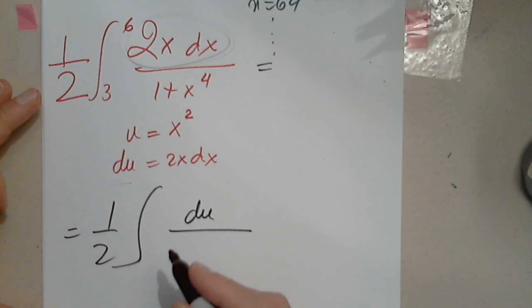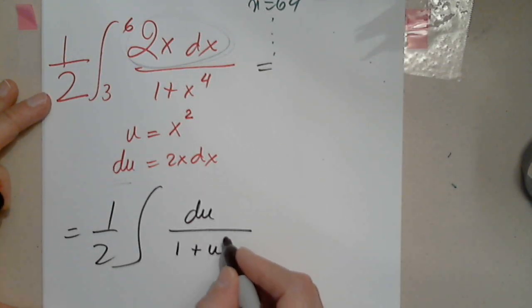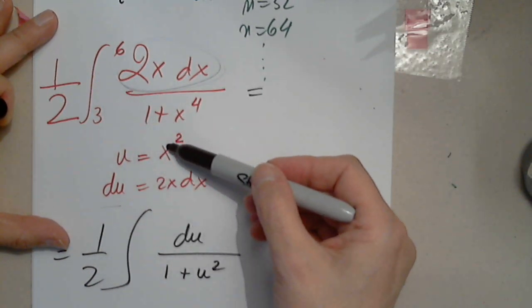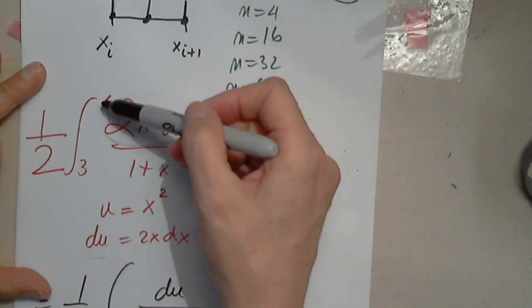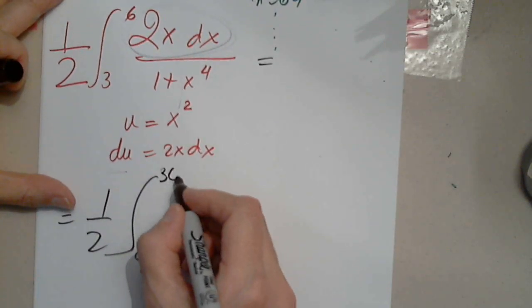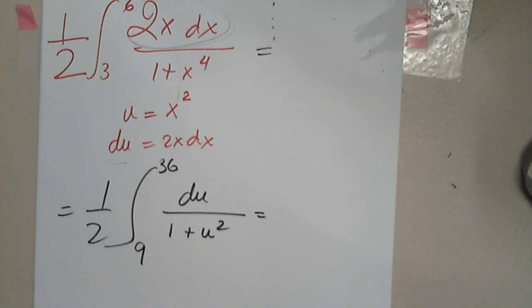Would it be 1 plus u squared? Excellent, well done. When I plug in 3, I get 9. When I plug in 6, I get 36. Which function has derivative 1 over 1 plus u squared?